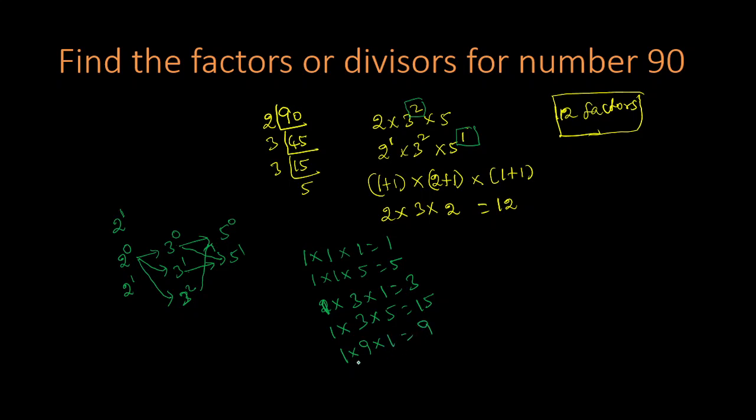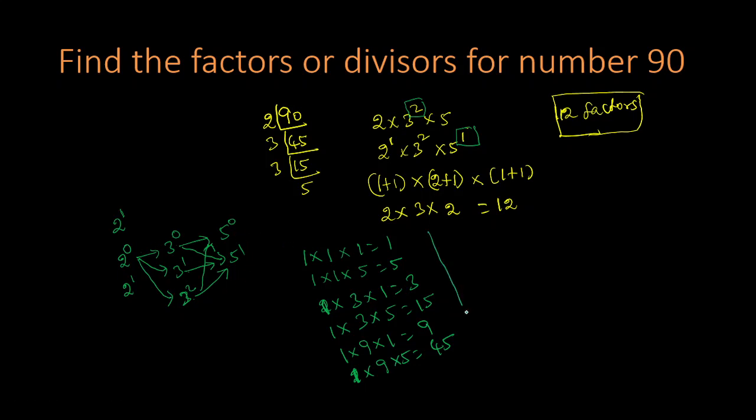So 9 is a factor. Now 2 to the power of 0 is 1. Then 3 squared is 9. Then take this 3 squared, multiply with 5 to the power of 1. 5 to the power of 1 is 5. Okay, so 9 fives are 45. 45 is another factor. Now we have multiplied everything with 2 to the power of 0.